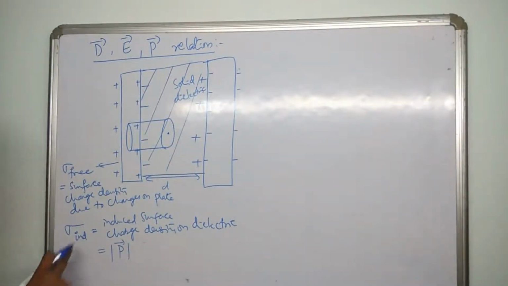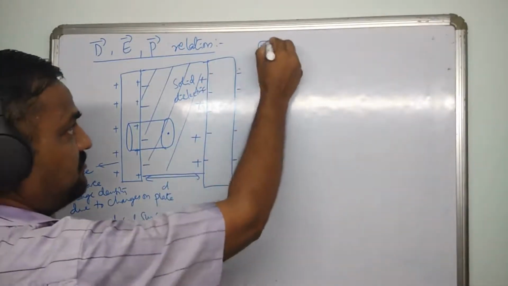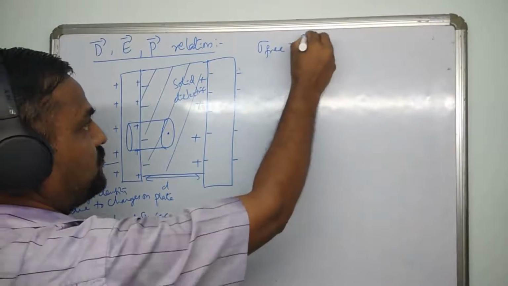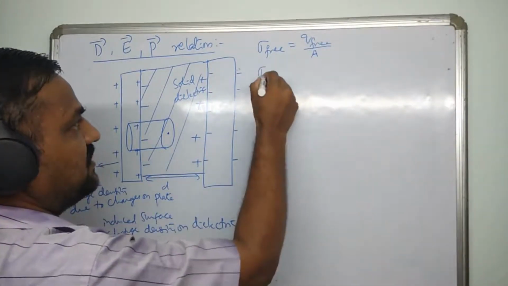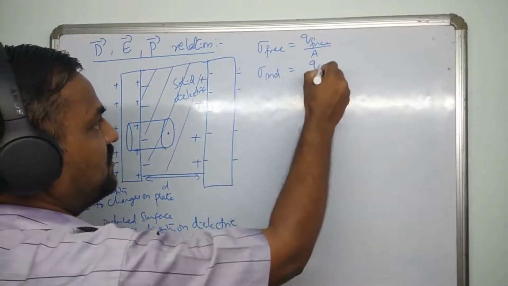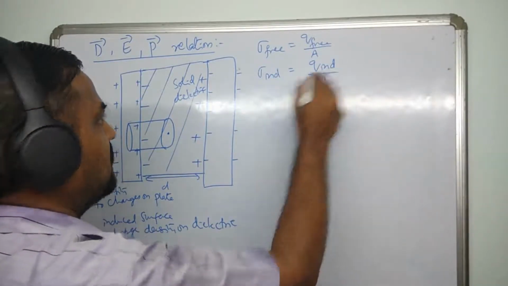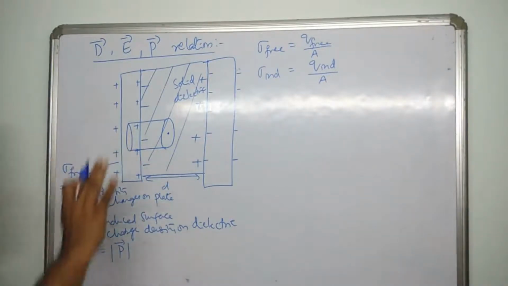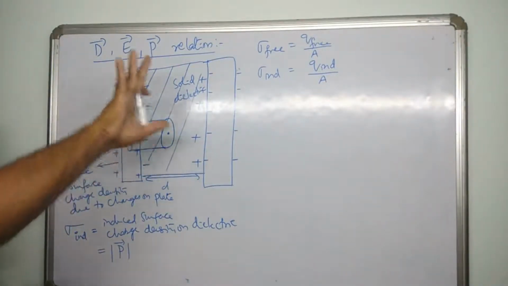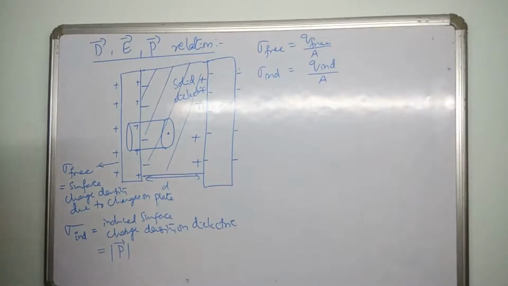So this is what we are calling sigma induced and sigma free. Let me recapitulate. Sigma free is actually Q free by total area, and sigma induced is Q induced by the same area. We suppose that the dielectric is filling the same plate area. So the area of the plates and the area of the dielectric is the same.